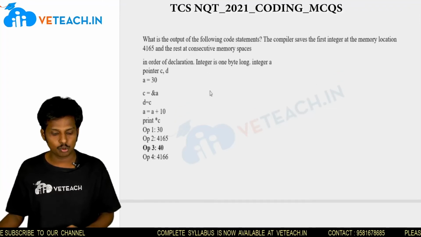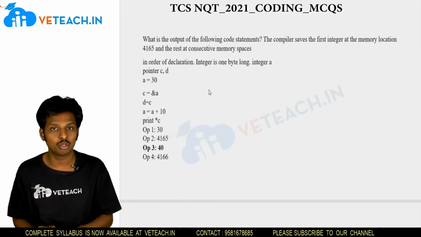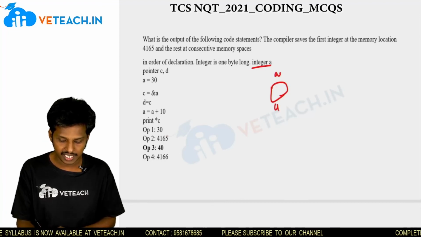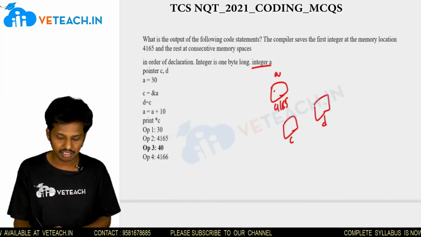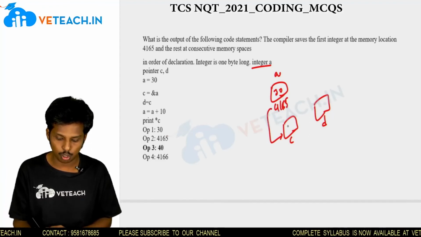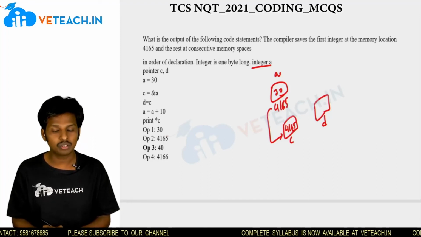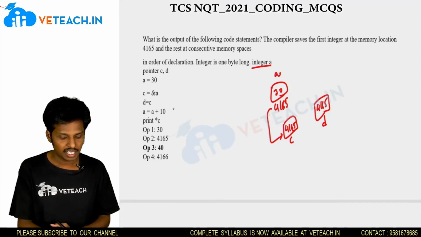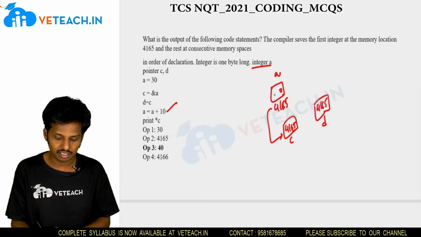In this case, if you observe the program, what is the output of the following code statements? The compiler saves the first integer at the location 4165 and the rest at the consecutive memory space. Here integer A is at 4165, then pointer C and then pointer D. A is equal to 30 was initialized to A, and then C equal to address of A. So this 4165 is copied into C, because the address of A has to be copied into C. And then D equal to C, so D contains the value present in C, that is 4165. Now A is equal to A plus 10, so the value present in A gets modified to 40.